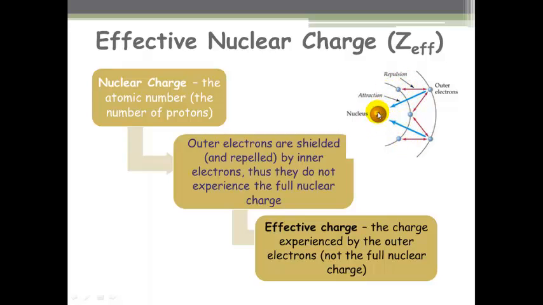So if you consider the atom and consider the multiple energy levels, the first energy level you have these electrons and they're shielding these outer electrons because negatives repel negatives. So these outer electrons do not feel the total nuclear charge from the core, from the nucleus, because they're being shielded from the inner electrons. So the effective charge is the charge experienced by the outer electrons. It's not that full nuclear charge because of the shielding.